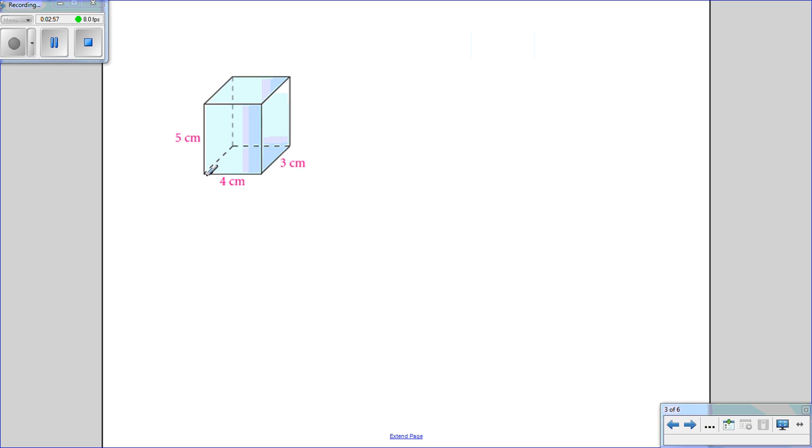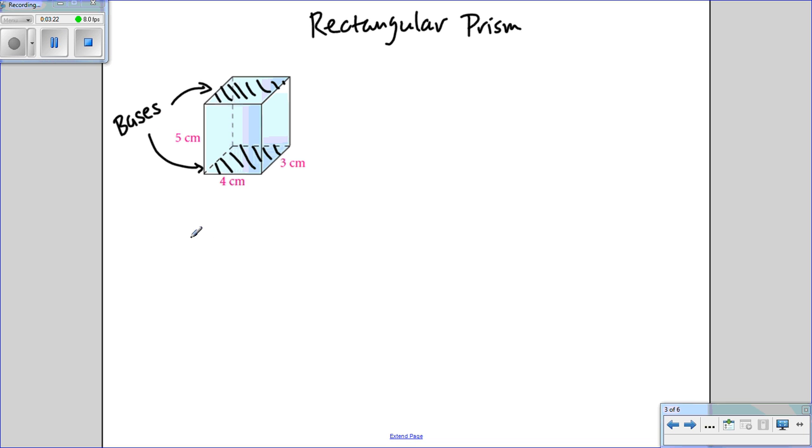Let's try a couple of basic ones here. Here is a rectangular prism. Since every face on this is a rectangle, I'm going to deem the top and the bottom the bases. So my surface area formula will be the perimeter of the base times the height of the prism plus 2 times the area of the base.